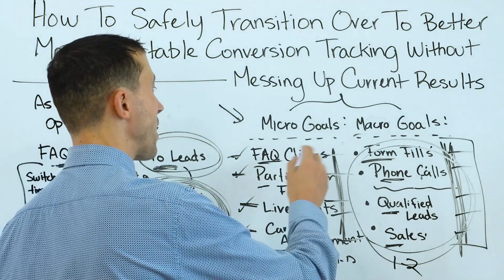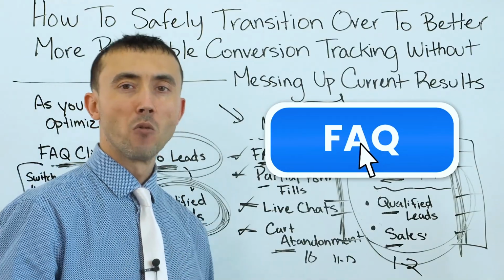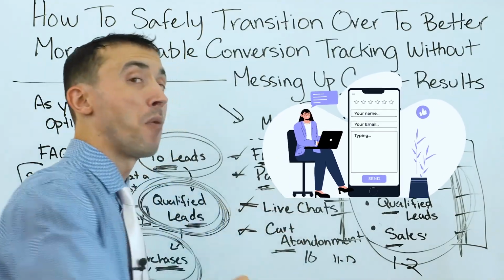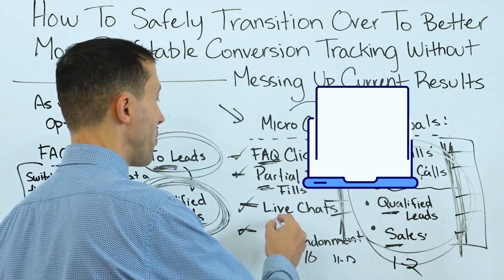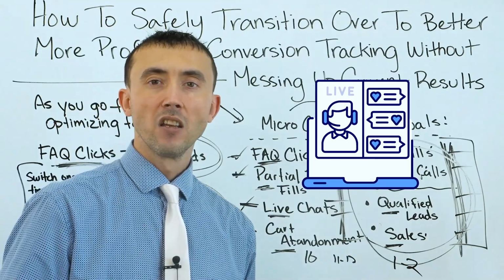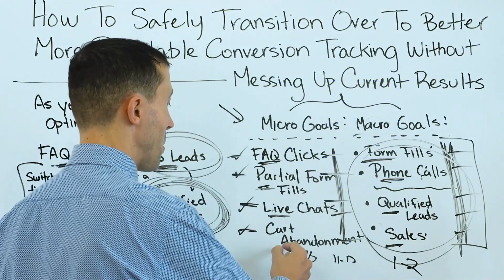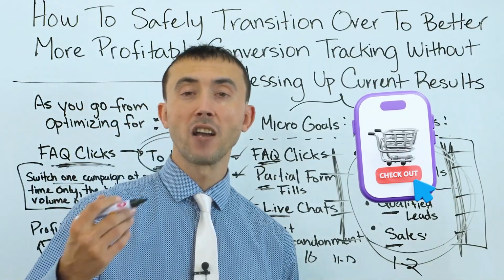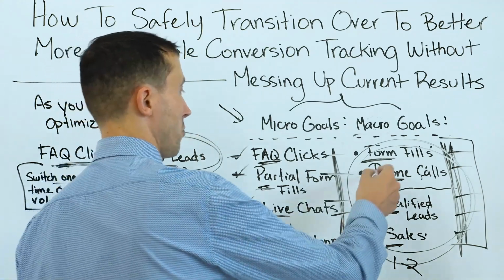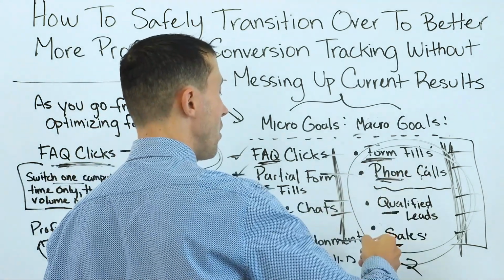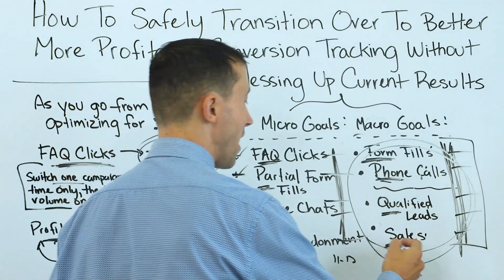But what you have are micro goals, which are going to be like FAQ button clicks, people who click the FAQ button to read your FAQ, people that fill out part of a contact form or only got to step 1 or step 2 of a contact form, people that had started to chat via your live chat system but didn't turn into an actual lead. People that add something to their cart or got to the cart checkout, but did not finish their purchase. Then you've got actual macro goals: people who fill out the form, people who call, also similar to that, people who are marked as a qualified lead versus just any lead, and of course sales.